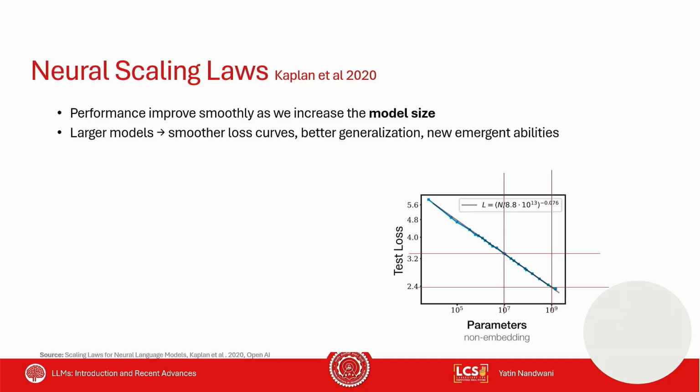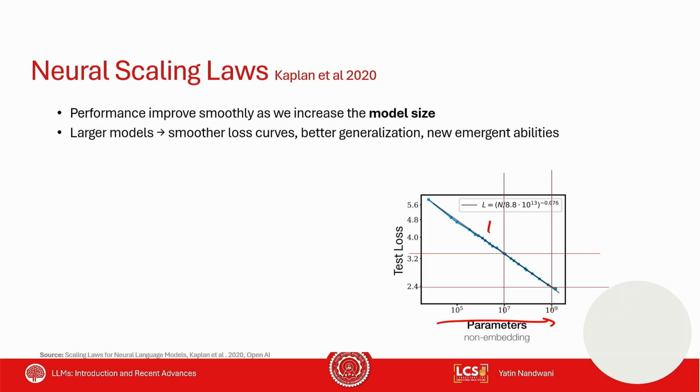And to motivate that, let's first look at an interesting study that happened in 2020. This is called neural scaling laws. What it says is that the bigger the better, meaning if you have a bigger model, you will have better performance. In this graph, for example, you have on the x-axis the size of the model, and this is the test loss on some test data.